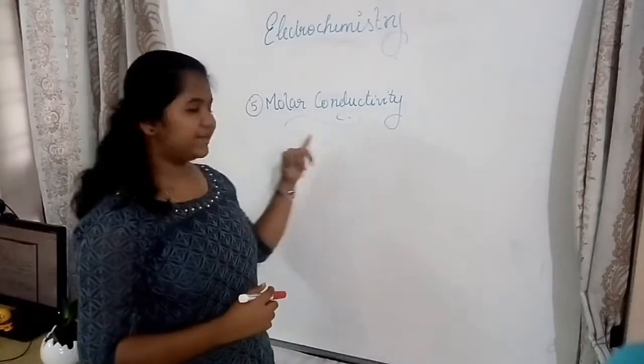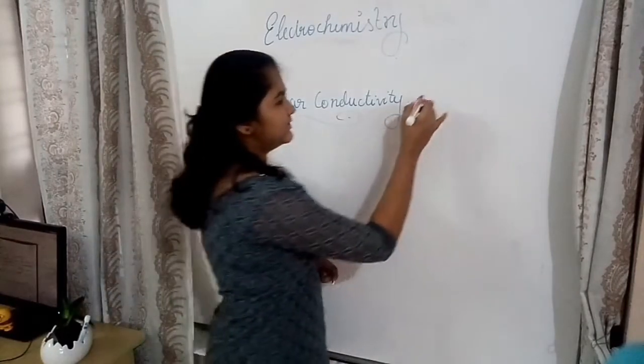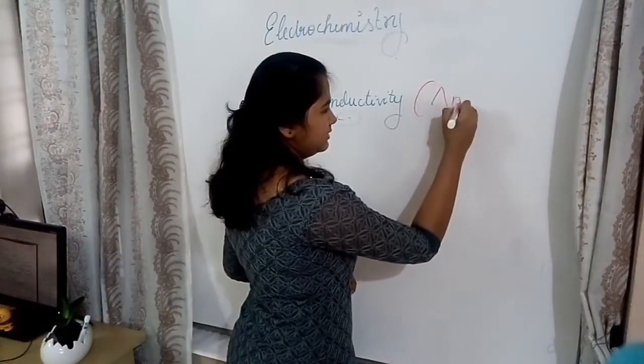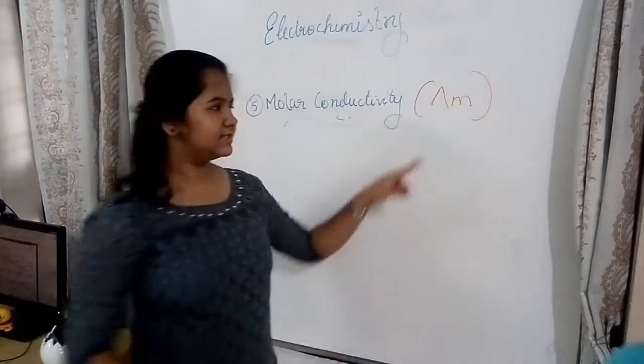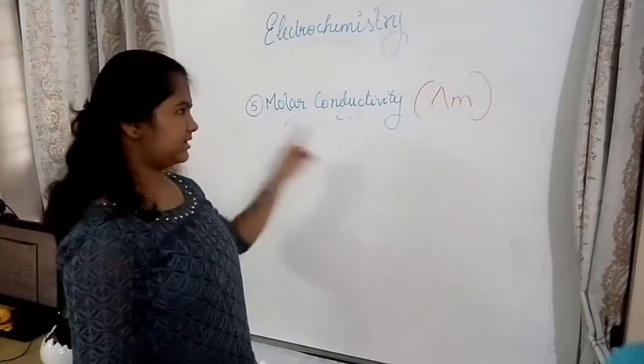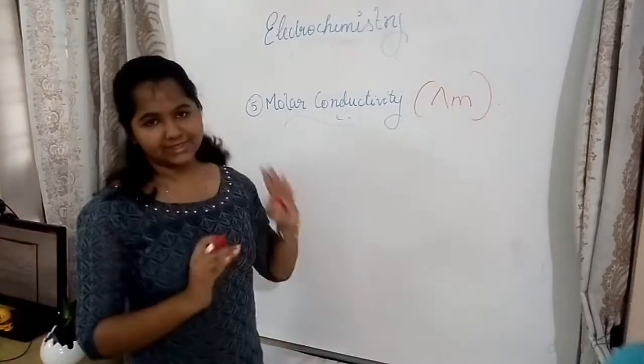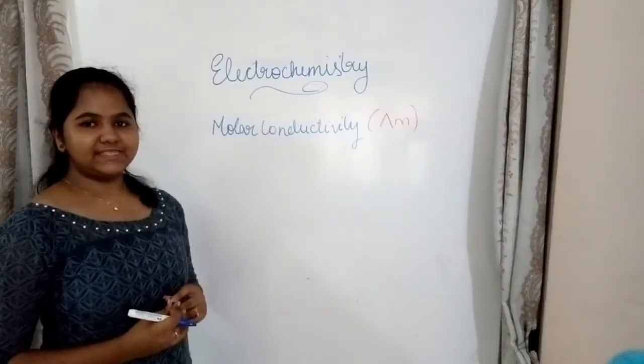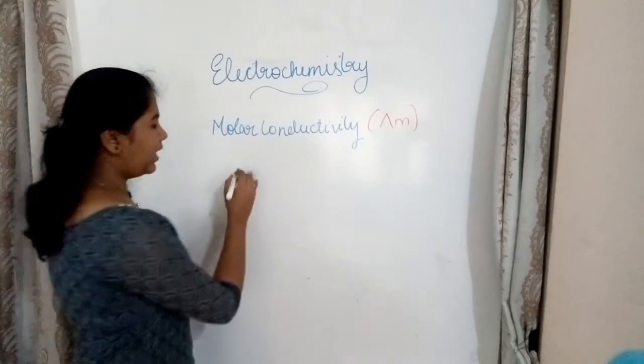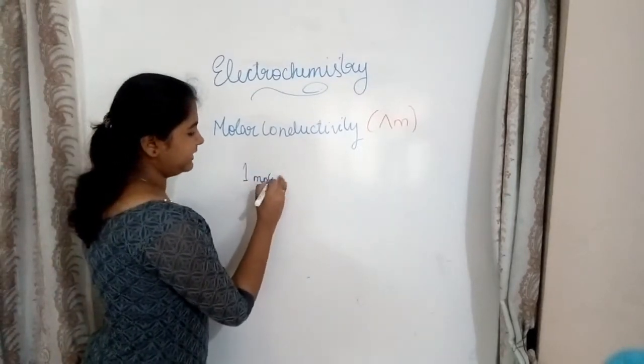Fifth one is molar conductivity. So molar conductivity is represented as, this is the representation of molar conductivity. This is lambda m. It's capital lambda. So we will see what it is. Molar conductivity is the conductance of 1 mole of the electrolyte.